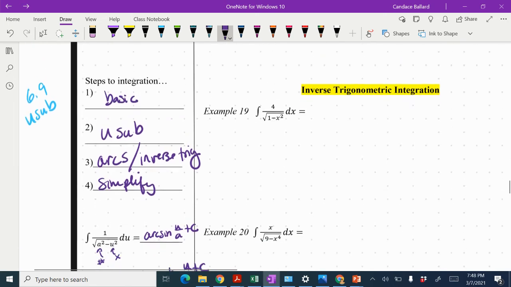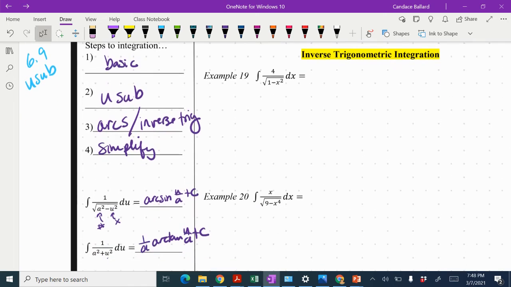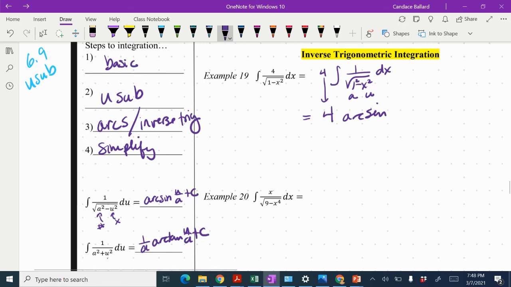All right, so let's take a look at a couple of these, starting with number 19. I am going to start by moving that 4 out in front of the integral symbol, so I'd end up with 1 over the square root of 1 minus x squared dx. Or actually, I could write that 1 squared minus x squared, because we can very easily see the a and see the u. It's got a radical over it, so it's definitely an arc sine. I'm going to keep that 4, so 4 arc sine of the u would just be the x, and the a would be 1, and then plus c, and of course we could write that without the 1 underneath.